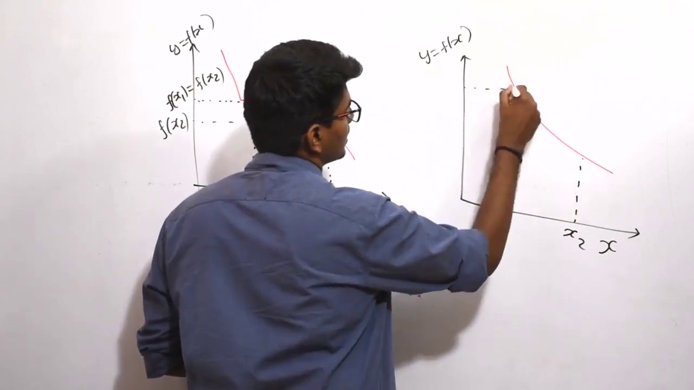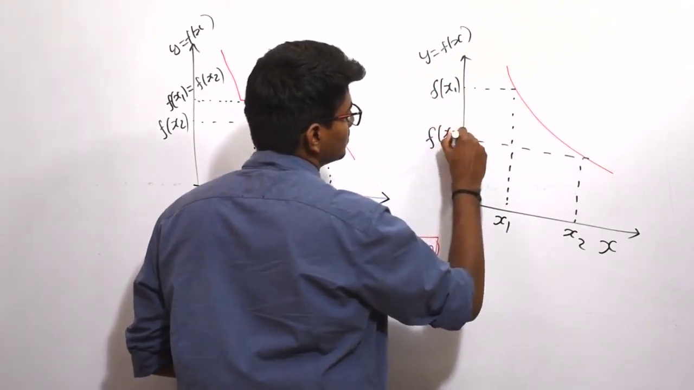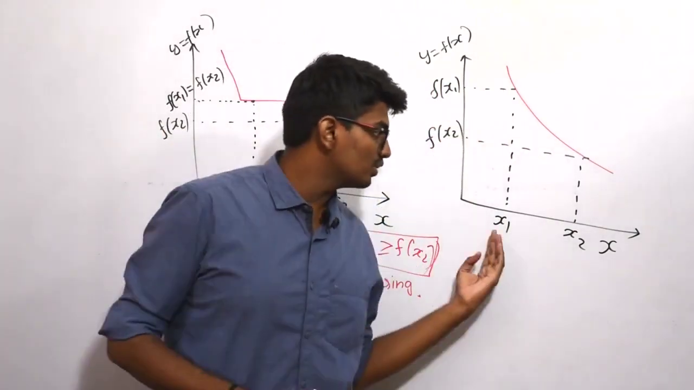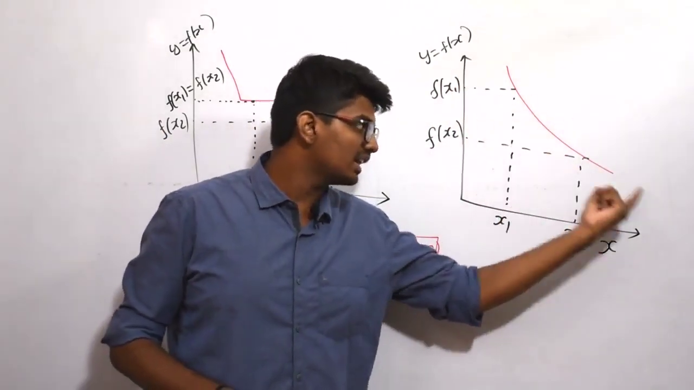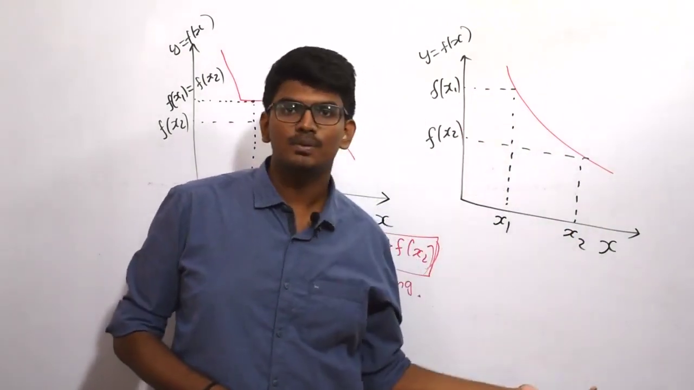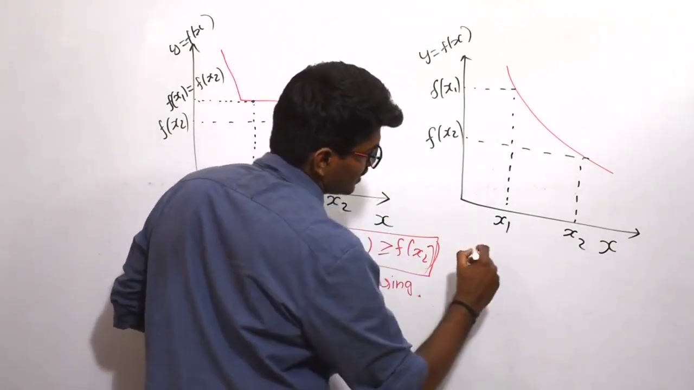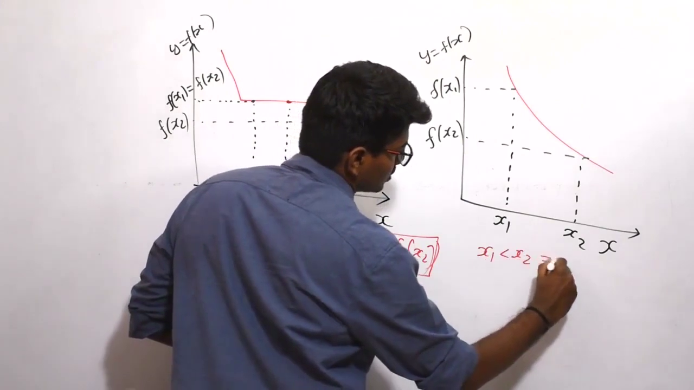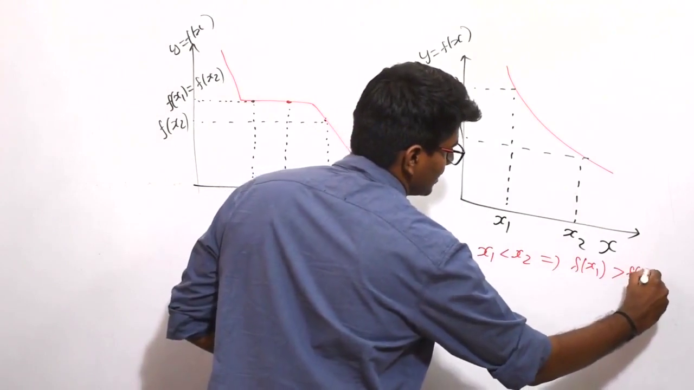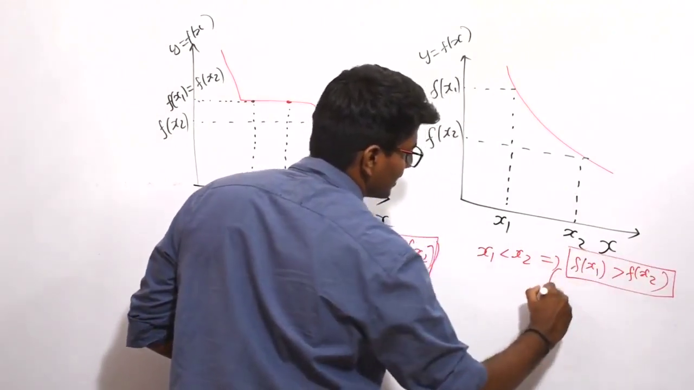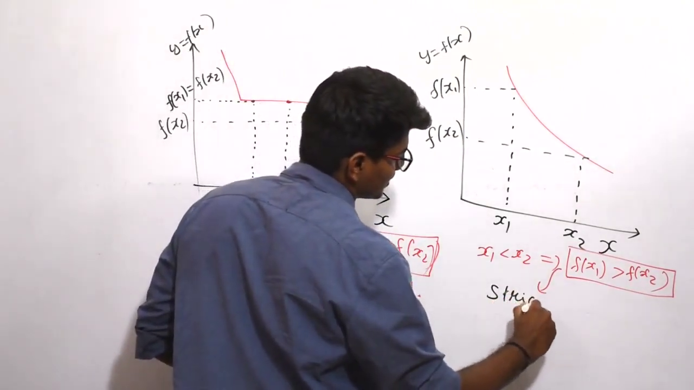x2 corresponding to x1, this will be my f of x1, and corresponding to x2, this will be my f of x2. So we can see it here easily. As x value increases, my function value is getting decreased. And wherever I take the x2 point, my f of x value will keep on decreasing. So in this case, we are sure that x1 is less than x2, and we are also very sure that f of x1 will always be greater than f of x2. If this condition is satisfied, then we will call it a strictly decreasing function.